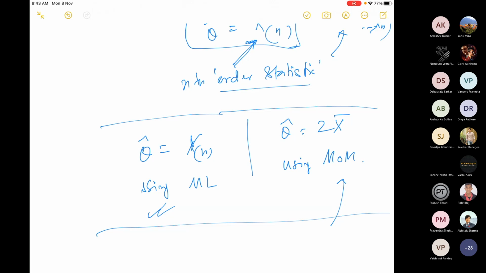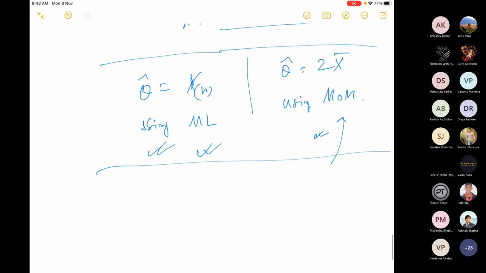In both cases, the sample data is obtained from the uniform, but I get two different estimators. Then the question will be, which one is the better one? Okay, so we'll discuss that now.